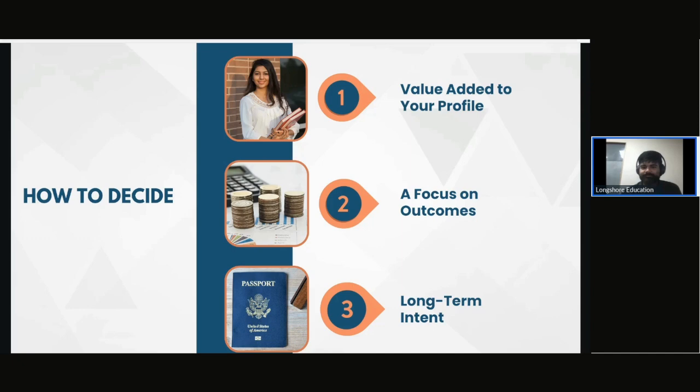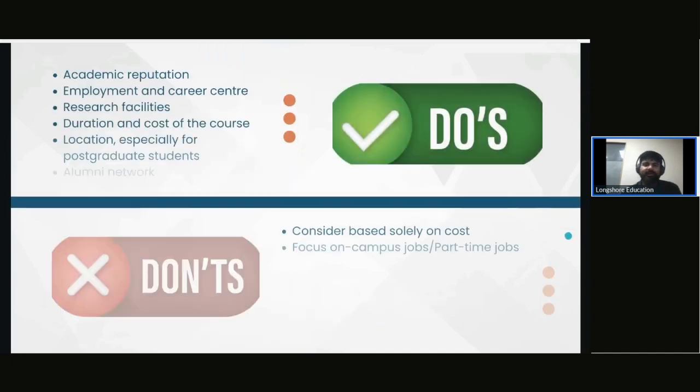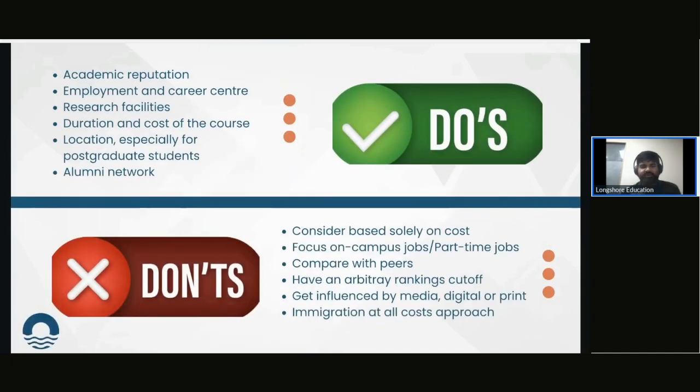Some do's and don'ts, of course, during the consideration of the application process. Definitely consider the academic reputation of the university that you're planning to apply to. Don't apply just because your friends have told you that it's a good place or a place that ranks somewhere and so on.